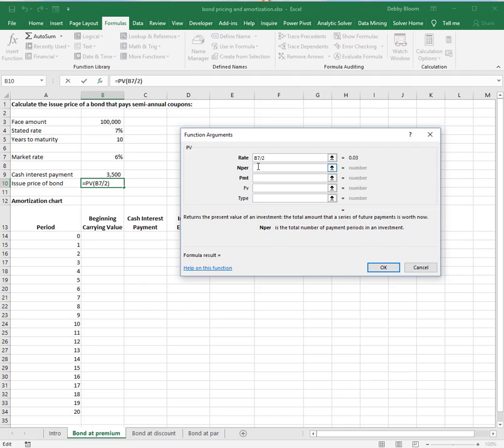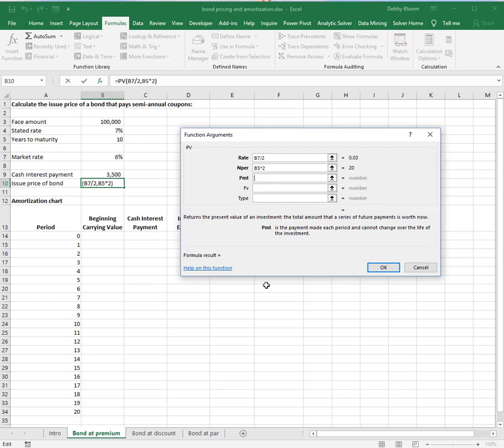Now, Nper. The borrower is going to have to make 2 payments a year over a 10-year period. So to calculate that, I'm going to click on the number of years to maturity, cell B5, and then multiply by 2. So the company will have to make 2 payments a year over 10 years. That will be 20 payments total.